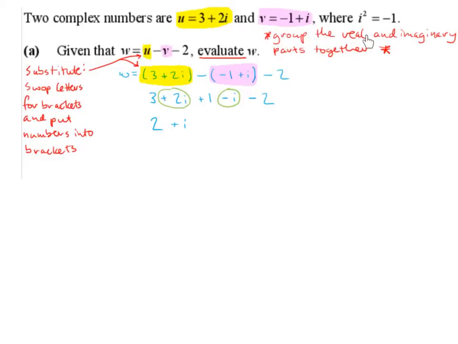Now we need to group the real and imaginary parts together. So 3 plus 1 is 4, and 4 minus 2 is 2. The real part always comes first, so we have 2 for the real part. And then 2i minus i is the same thing as 2i minus 1i, and 2 minus 1 is 1, and 1i is just i. So 2i minus i leaves us with plus i. So we get 2 plus i for w.